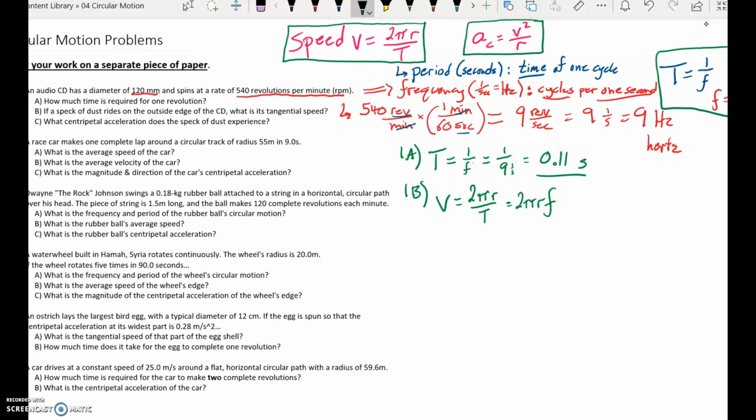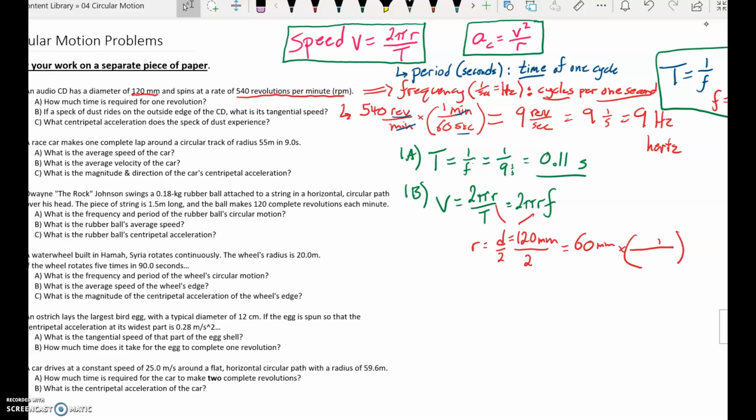But in either case, we need to solve for our radius. Right? We need to solve for our radius. They gave us a diameter of 120 millimeters. And I know that my radius is going to be half of that. My radius equals half of my diameter. So that's going to be 60 millimeters. But, as I mentioned earlier, you need to convert this to meters.